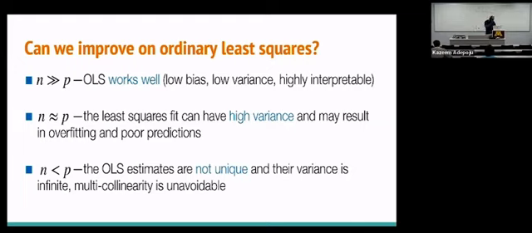But in the modern day world, we are looking for a way to translate an explanatory goal into a predictive goal. That is what we have in mind now. When the number of observations is not much more than the number of predictors, the least squares fit will have high variance, and that will result in overfitting. Overfitting leads to poor predictions.